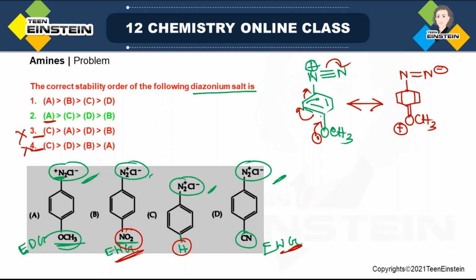So we already know that among all these molecules only the OMe group is donating, so these two will be cancelled. Now you are left with two options, and A is at the extreme highest. After that, it cannot be B, because B is an electron withdrawing group. How will it destabilize the diazonium salt molecule?